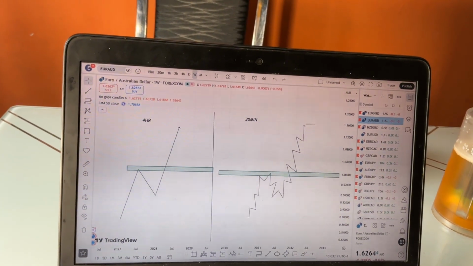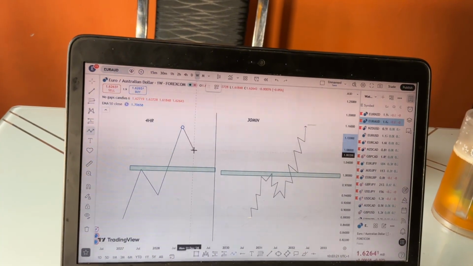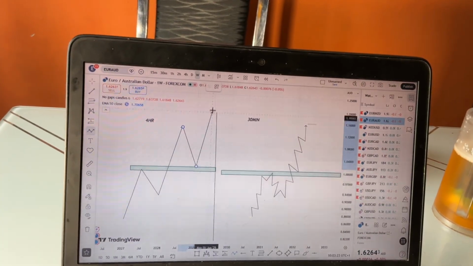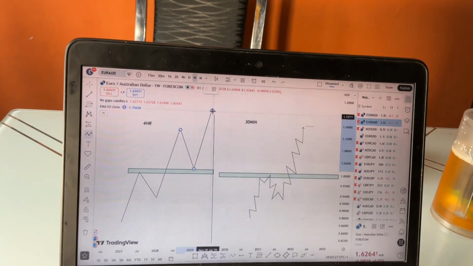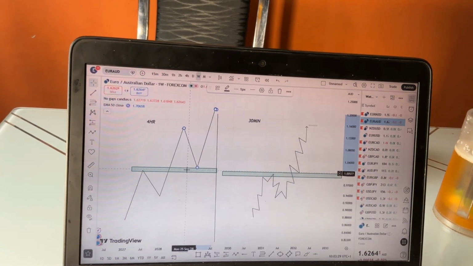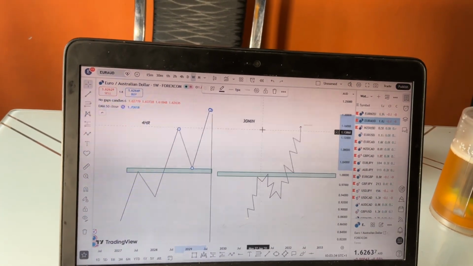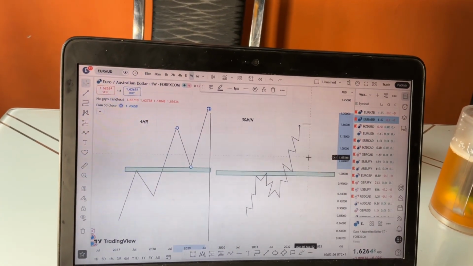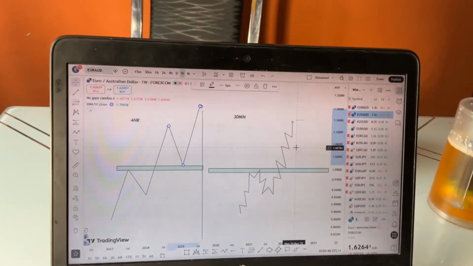But for us to move to the upside, we need something like this, right? But on the 30 minutes time frame, this area here is the same thing as this area here. But on the 30 minutes, for this market to pull back to this area of interest, the 30 minutes has to shift bearish.